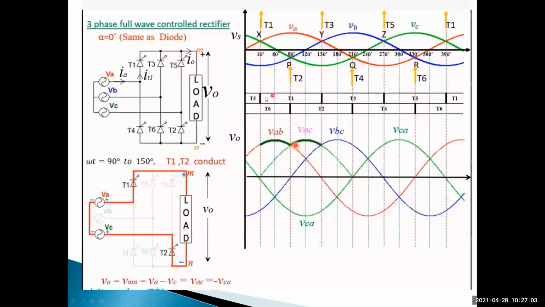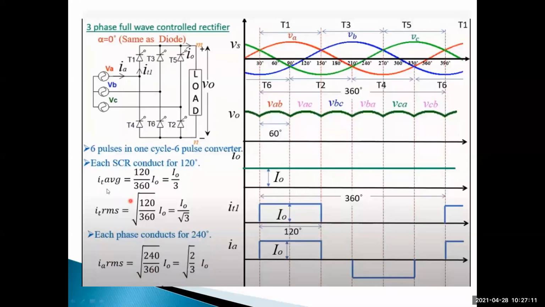Thyristor T1 is conducting from 30 to 150 degrees, that is 150 minus 30, which means 120 degrees. So the thyristor average current is 120 divided by 360 into I naught, the average area, length and breadth by total duration. So we get I naught by 3. This is the average value of the thyristor current. Then the RMS value.